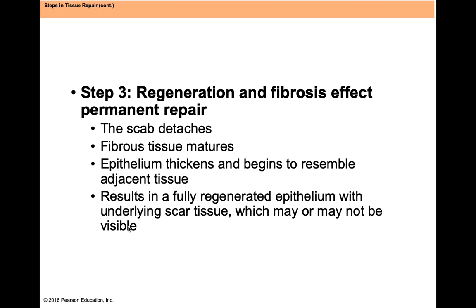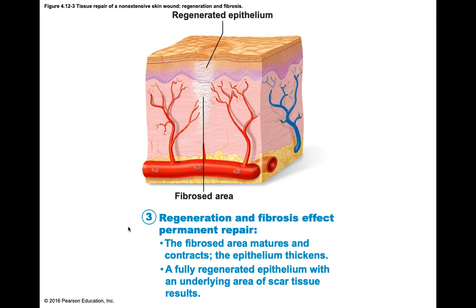Our fibrous tissue matures. The epithelium is going to thicken and begin to resemble the adjacent tissue. So we're just going to be replacing those tissues. And then it results in a fully regenerated epithelium with underlying scar tissue, which may or may not be visible. So here's what that looks like. You can tell the scab is gone because it fell off naturally and was not picked off. So regeneration and fibrosis affect permanent repair.